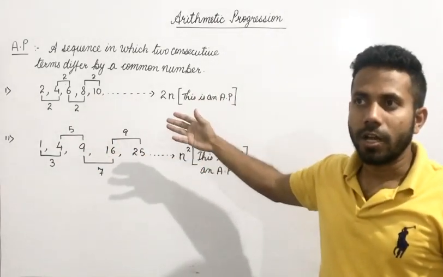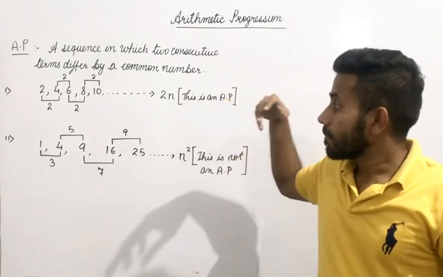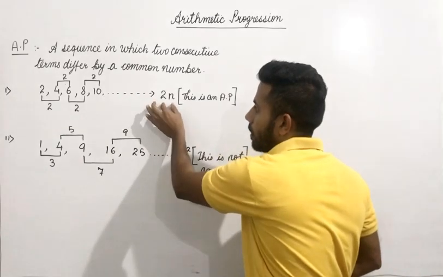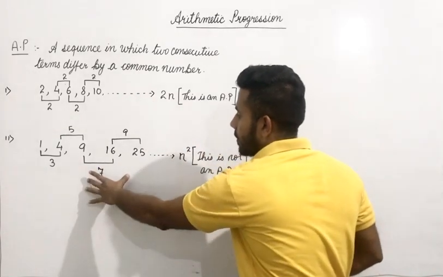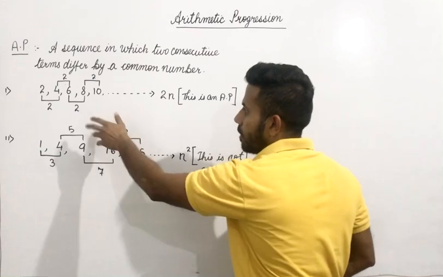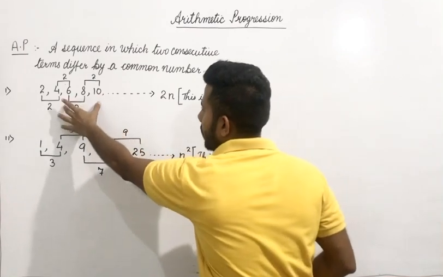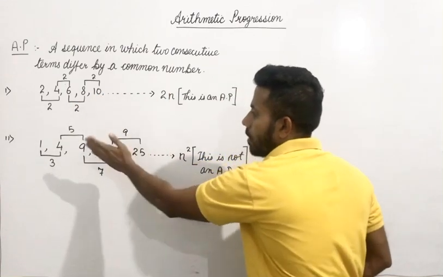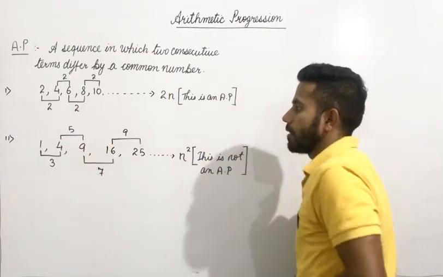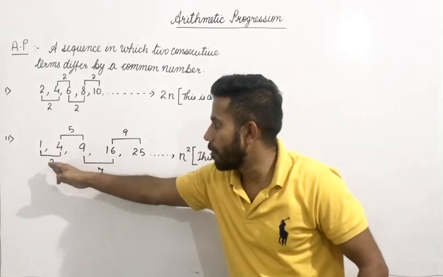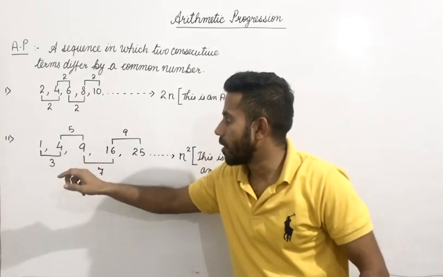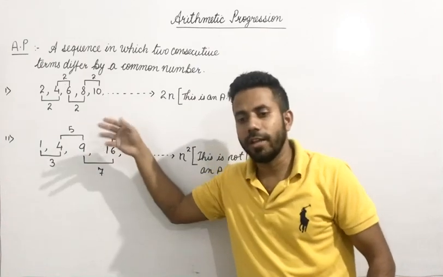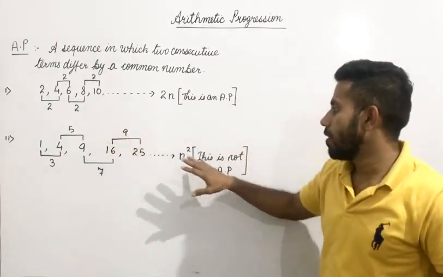Both are sequences. Now let us check whether both are an AP or not. What is the general term of the first sequence? This is 2n. The second is n square. What is the difference between two consecutive terms of the first sequence? This is 2. All the consecutive terms differ by 2. But in the second sequence, the first two consecutive terms differ by 3, the second and third by 5, the third and fourth by 7, and the next by 9.